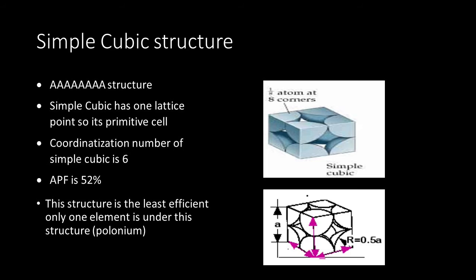Simple cubic structure. What is it? It has an AAAAA structure. Simple cubic has one lattice point, so it is a primitive cell. The coordination number of a simple cubic is 6, and it has an atomic packaging factor of 52%. Remember this, guys. This structure is the least efficient. There is only one element that has a simple cubic structure, which is polonium.